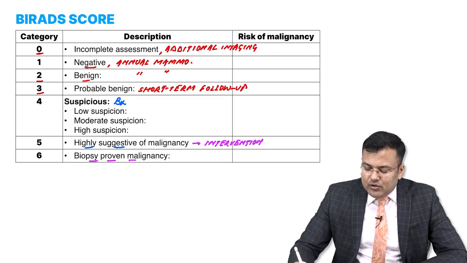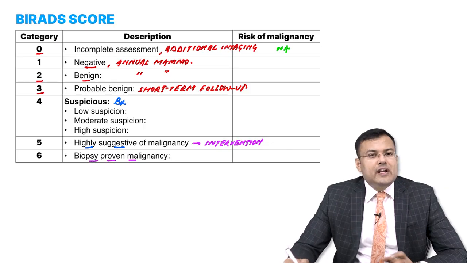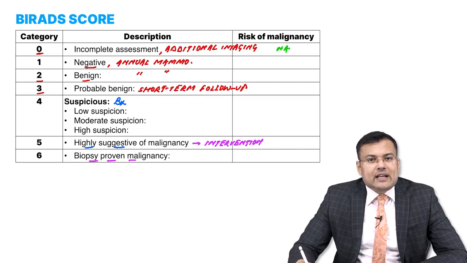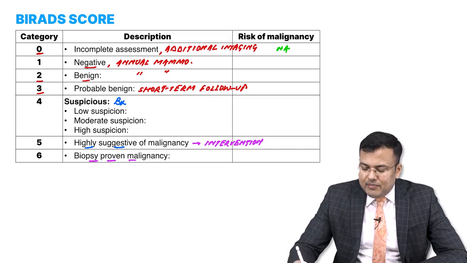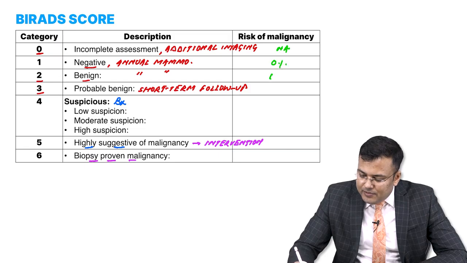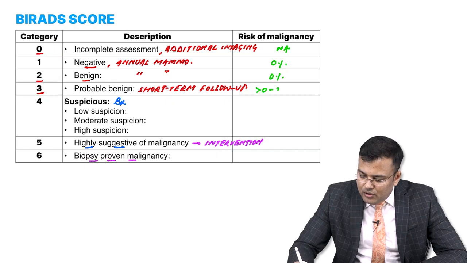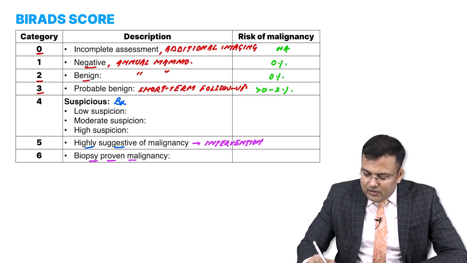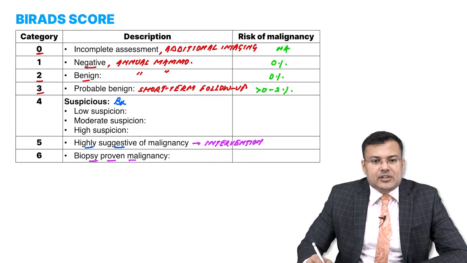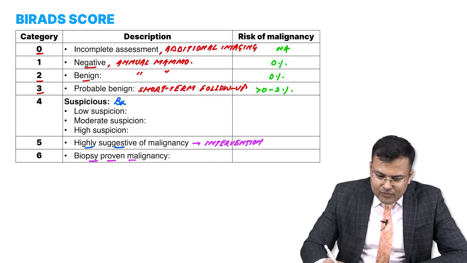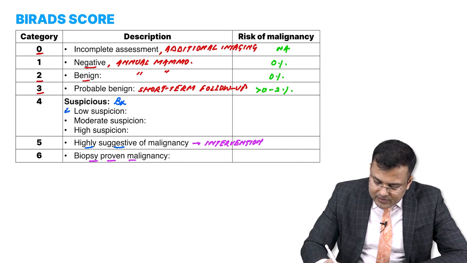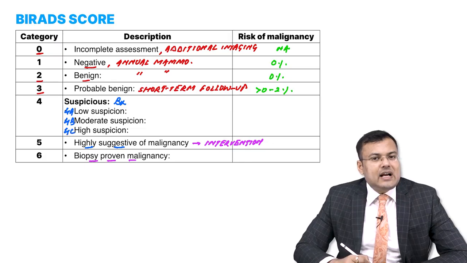So in category 0, obviously it's not applicable because it was not assessed properly. In category 1, 2, since it's negative or benign, risk of malignancy is 0%. Probably benign, obviously it's more than 0 to 2%. Category 4A, that is low suspicion. 4B, that is moderate suspicion. 4C, that is high suspicion.